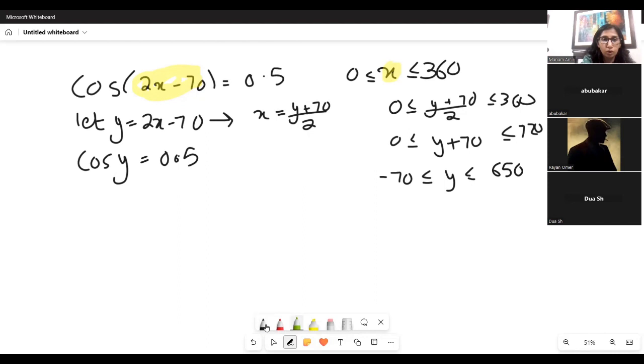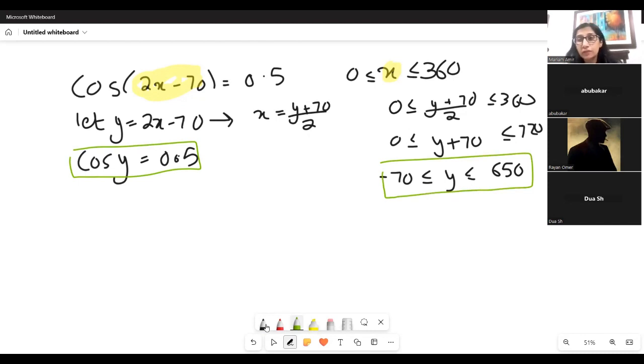Now we're good to go. This is also in terms of y, and this is also in terms of y. So now we have significantly simplified the question, and we know how to handle this from yesterday's lesson. Start with finding alpha. Cos alpha equals 0.5, which means when you take cos inverse, you get 60 degrees.